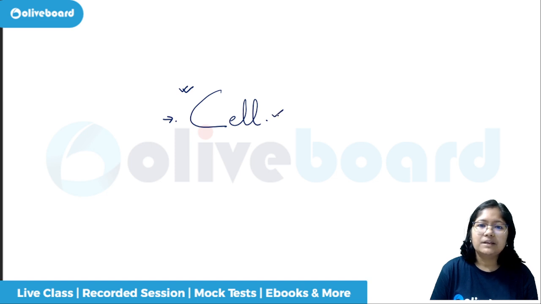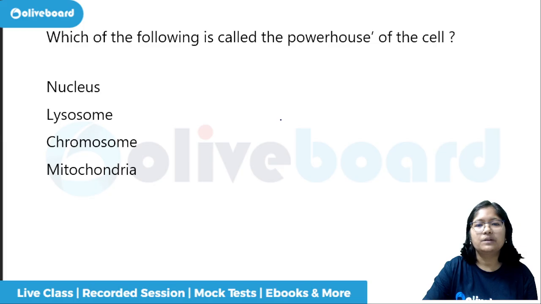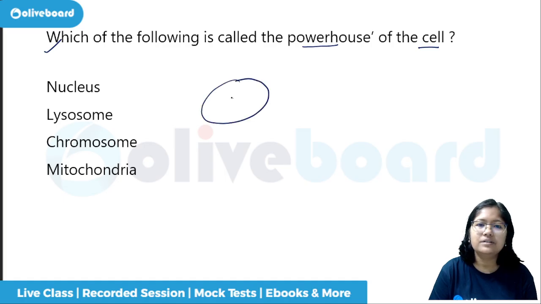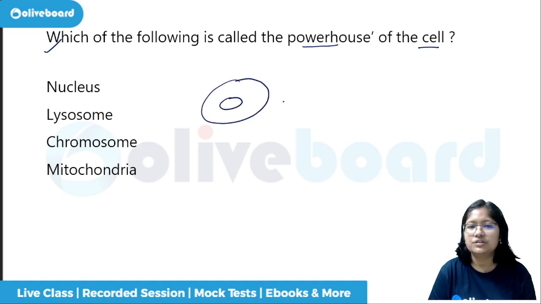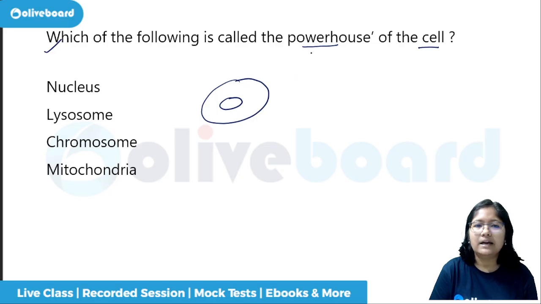So let us begin with the questions from the topic Cell. Which of the following is called the powerhouse of the cell? Very common question when we study the cell and the different cell organelles and their functions. Then we study nucleus, lysosomes, chromosome, mitochondria. So mitochondria is called the powerhouse of the cell.